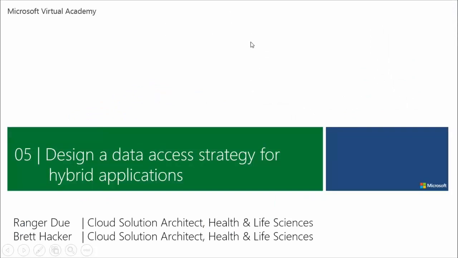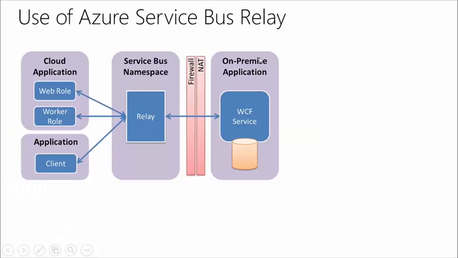Designing a data access strategy for hybrid applications. If you have a hybrid application, and by hybrid I mean that part of it's on-premise and part of it's off-premise, there are a few basic strategies that really will ensure that your application runs well and that you can get the telemetry you need in order to diagnose problems or performance issues.